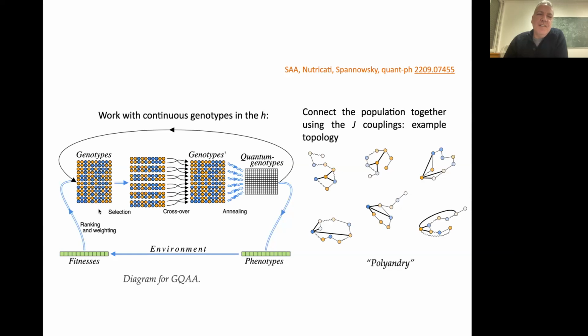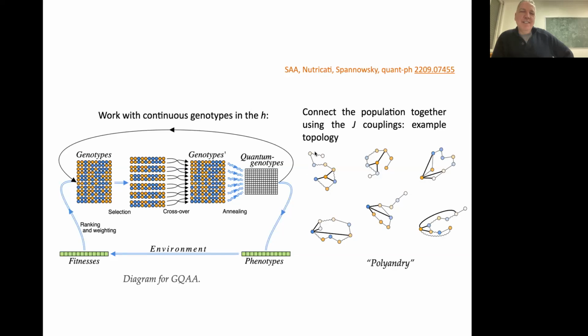What that allows you to do is it sort of replaces the need to have many fit individuals in order to have them influence the rest of the population. It allows us to reduce the population number because we can couple the fittest individual to the other ones and make them bias the other ones during the annealing stage. So these are some examples of how we do that.